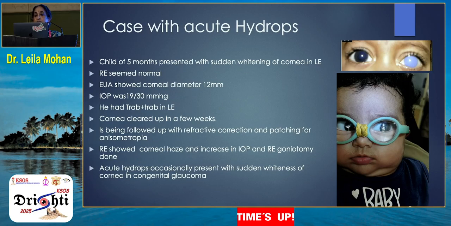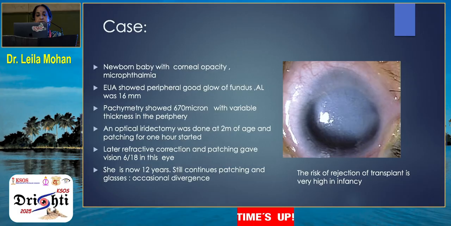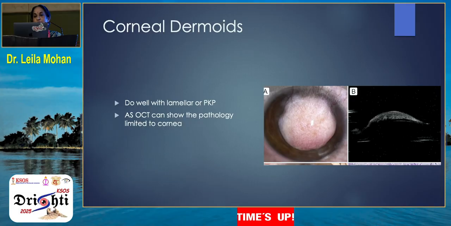And this child came with a white eye one fine morning with acute eye drops. He had glaucoma. Glaucoma surgery was done in one eye, and later he came with haziness and high IOP in the other eye also. Both eyes were operated. In this Peters, we did a B scan and found that there is no anterior segment pathology behind the cornea, but for a thinning of the cornea. So an optical iridectomy was done, and later refractive correction and patching. And I'm happy she has 6/12 vision, 6/18 vision at 12 years of age, with occasional divergence. Probably we might do a surgical correction for squinting later.